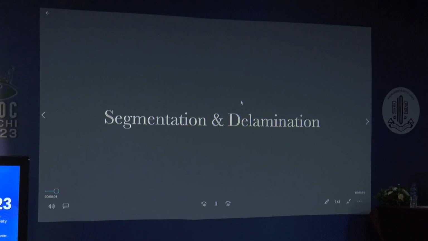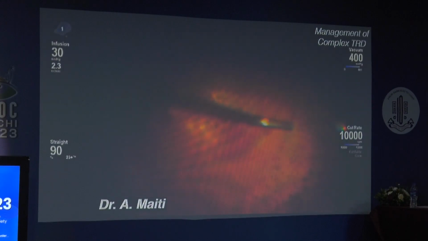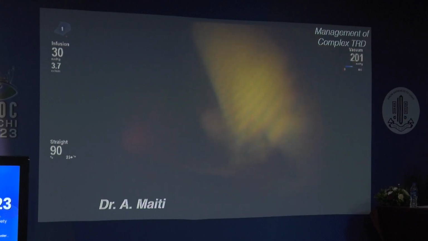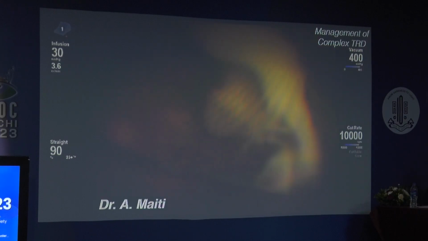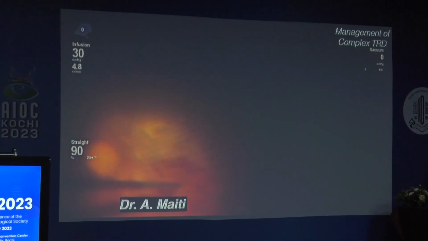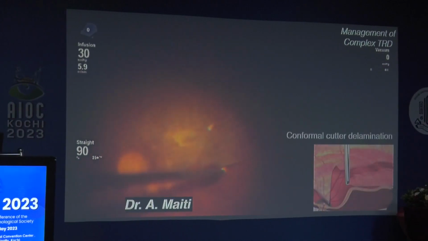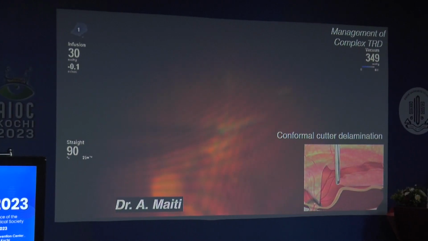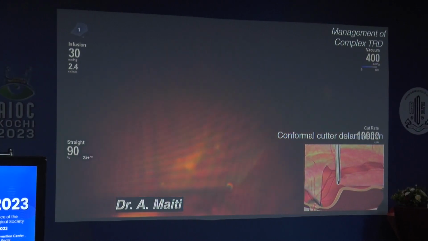So the basic thing is the segmentation and the delamination. This is a case you can see, a tabletop tractional detachment covering entirely the posterior pole. So the most important thing in the dissection of the diabetic TRD is to find out the edge. As in this case, we have picked up the edge. Once we detect this edge of this membrane, we can gradually dissect from the surface of the retina.